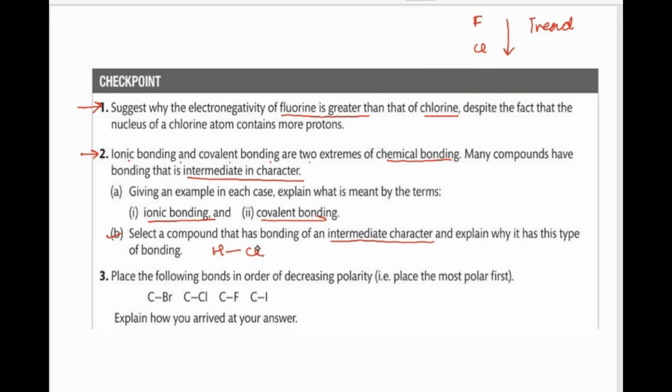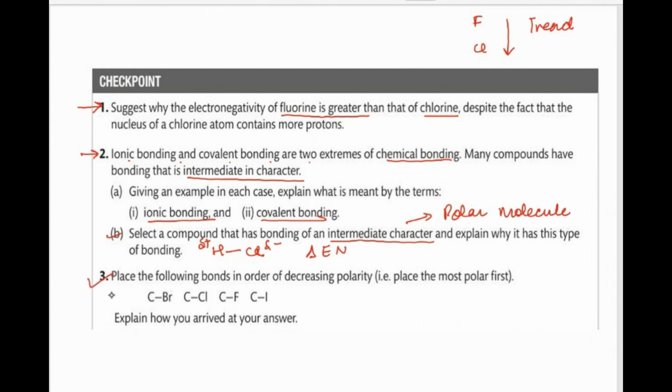Because, as I told you, they are basically asking you about polar molecules, right? Polar molecules are basically in between the ionic and the covalent, non-polar. So you have to give the example and talk about the difference of electronegativity, and they acquire a partially negative and partially positive characteristic, right?